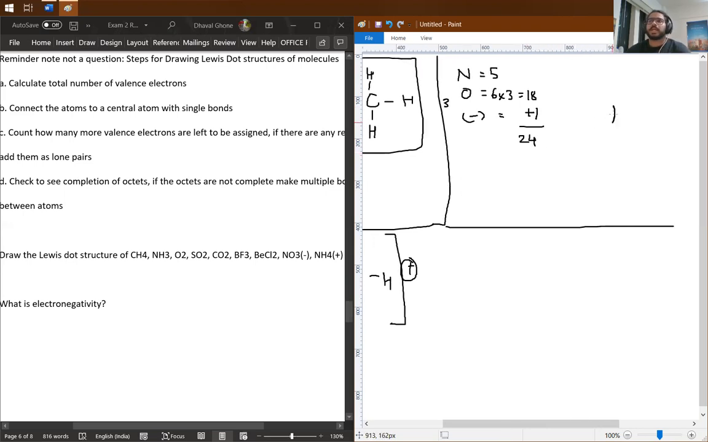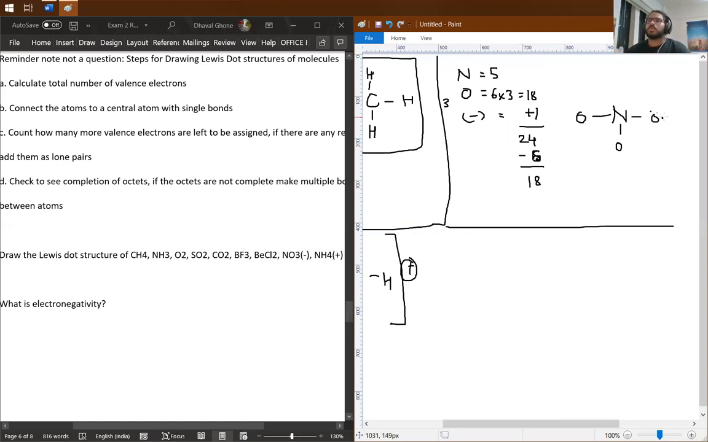I'm going to start by connecting nitrogen to 3 oxygens by single bonds. 3 bonds means 6 electrons. So I've consumed 6 electrons over here. Leaves me with 18 more electrons to be assigned. I'm just going to start assigning 18 electrons as lone pairs, starting from the outermost, coming to the innermost.